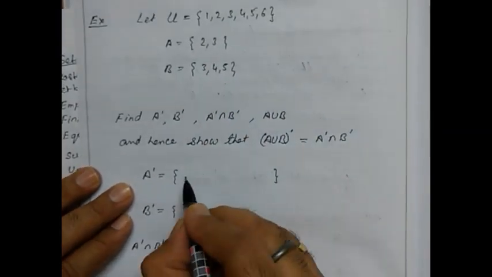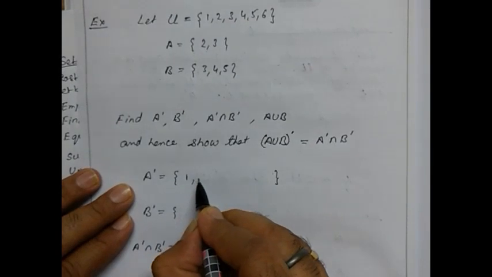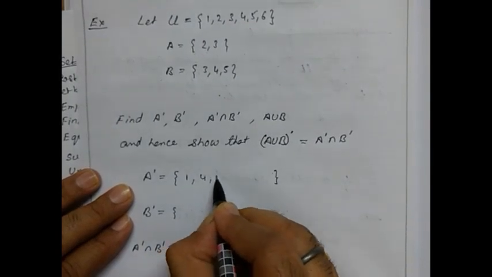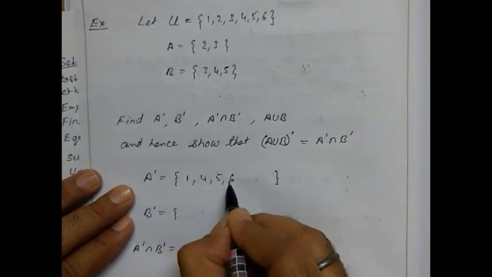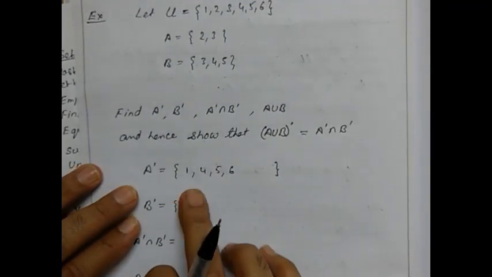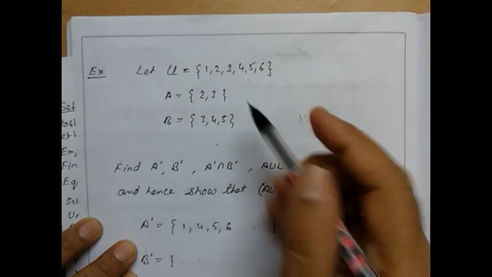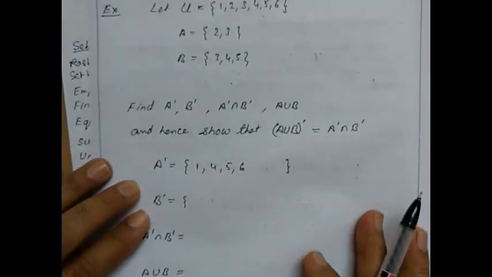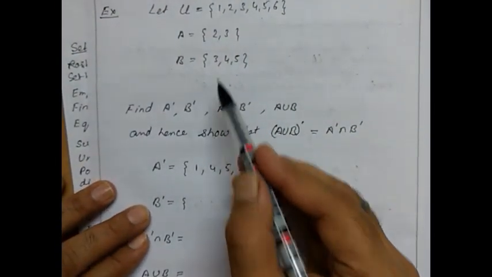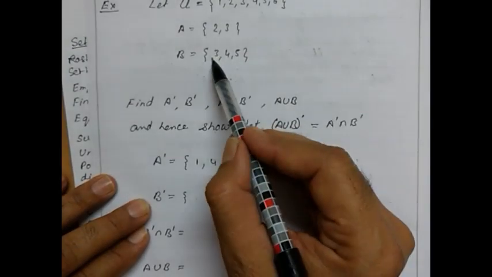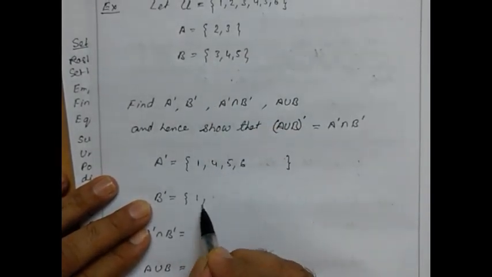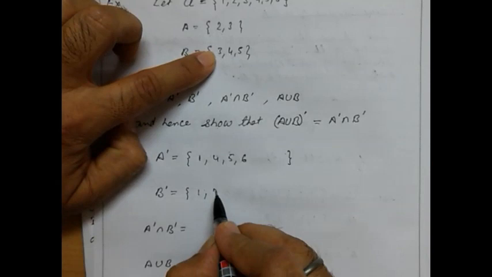So that will be your 1. Then we will have 4 and 5, 6. So these will be the elements of A complement. As 2 and 3, if we compare it, we will get what? This will be 1. Now it's B complement. So B complement will be your 1. It will be 1 and 2.